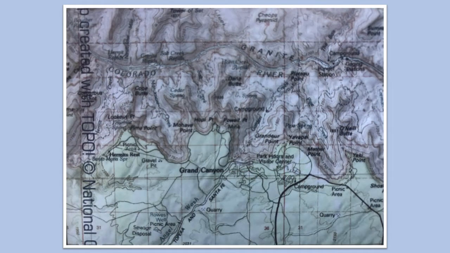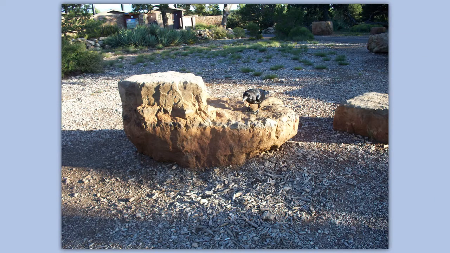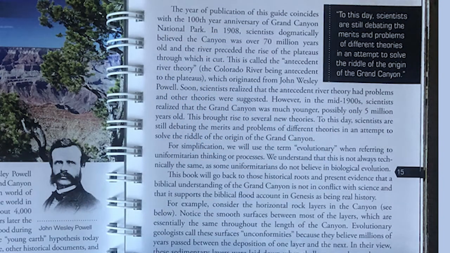It was during the 18th century and the time of Darwin and his ilk. People like Powell were influenced. In 1908, scientists dogmatically believed the canyon was over 70 million years old and the river preceded the rise of the plateaus through which it cut, the Colorado River being antecedent to the plateaus, which originated from John Wesley Powell.